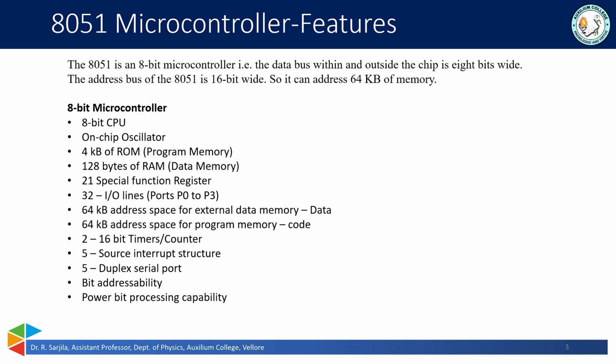On-chip RAM, that is 128 bytes, that is data memory. On-chip ROM, that is 4 kilobyte, that is program memory. 4-byte bidirectional input-output port. It has oscillator and clock circuits, 2 16-bit counters and timers, and it has 5 interrupt sources.